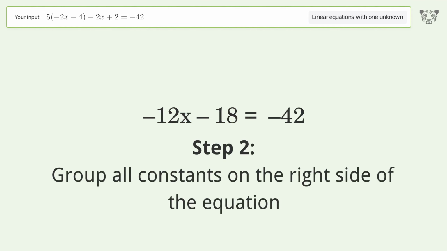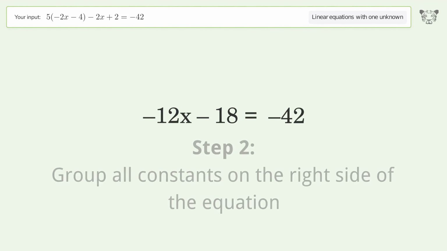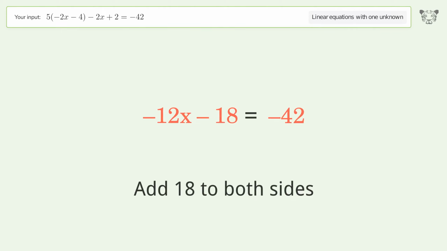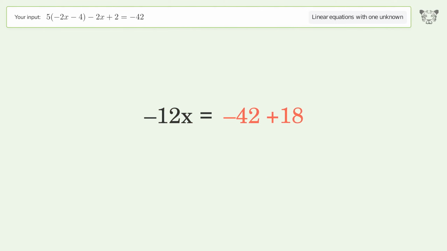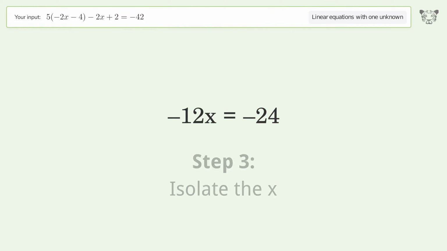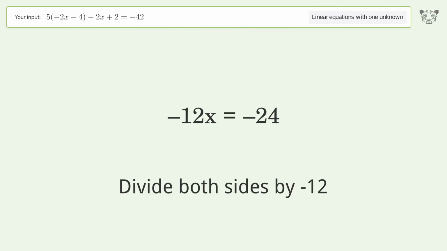Group all constants on the right side of the equation. Add 18 to both sides. Simplify the arithmetic. Isolate the x. Divide both sides by -12.